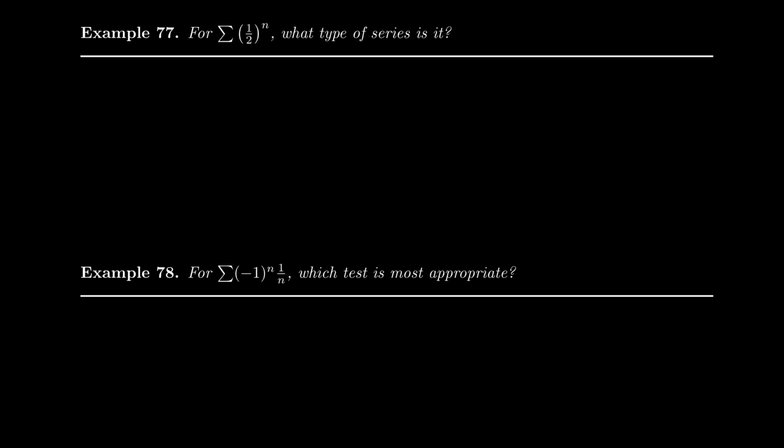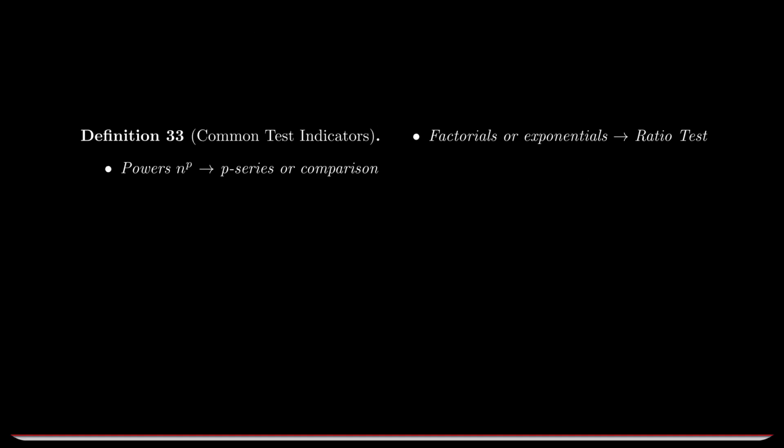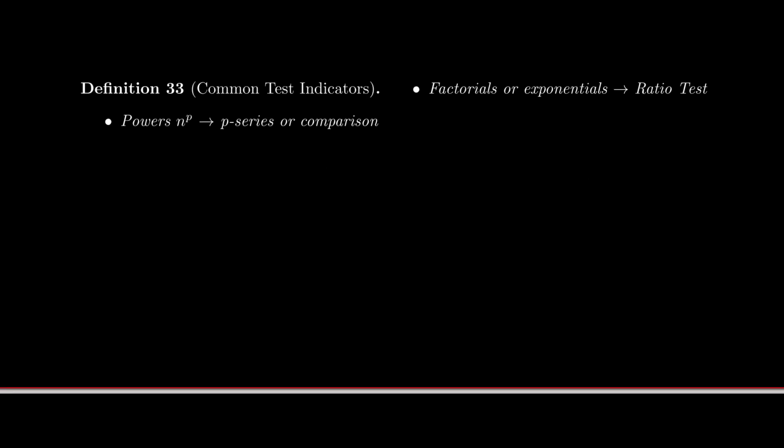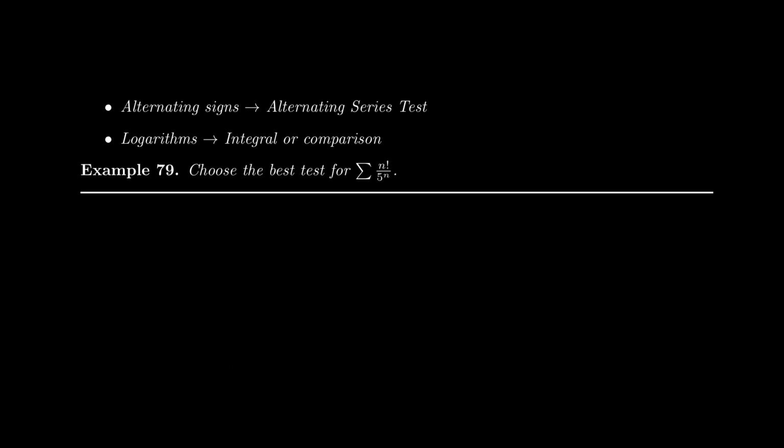Example 78. What's the most appropriate test? The signs alternate. There's an alternator. Use the alternating series test. That's a pretty easy one. How about this one? This one here, the test should probably be the root test.